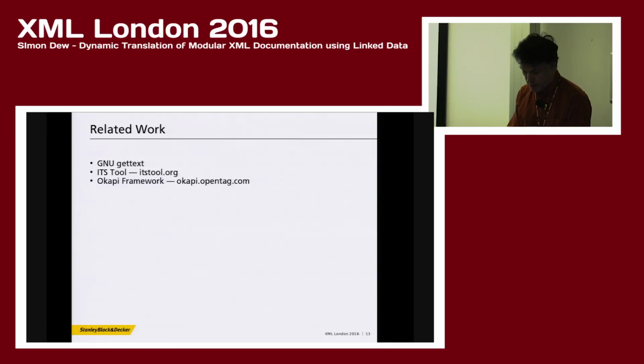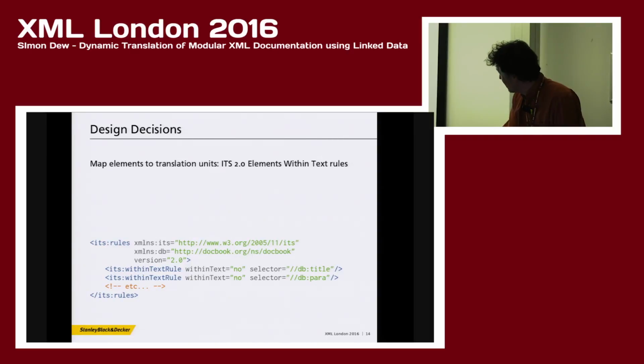And then, of course, there's the Okapi framework. Very useful for extracting XLIFF files from a wide variety of formats. But again, we didn't find anything in there which is useful for dynamic translation or to address this issue of modular documentation. So we decided to spin our own tools to handle the translations. So I'm going to have a quick look at some of the design decisions we had to make.